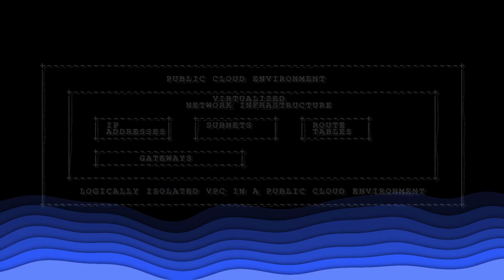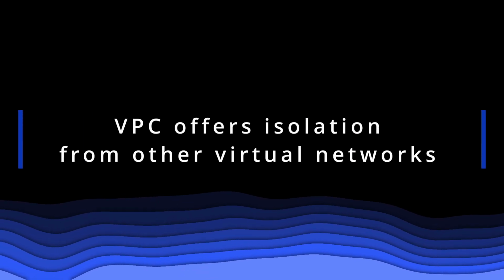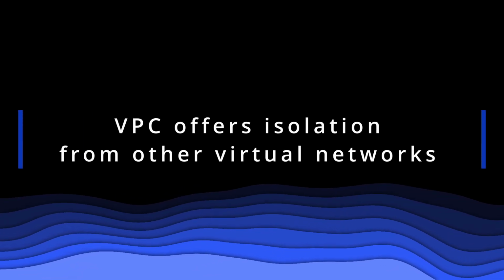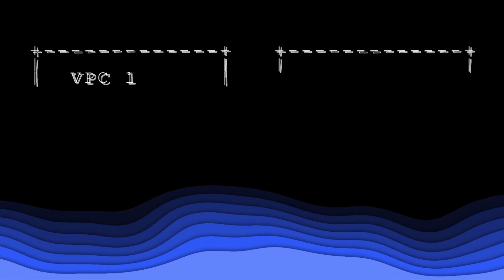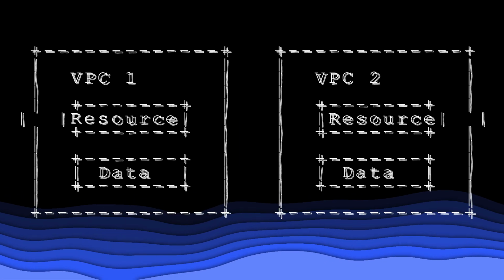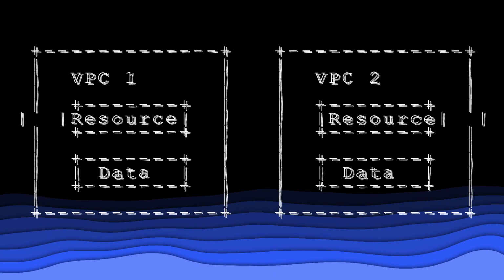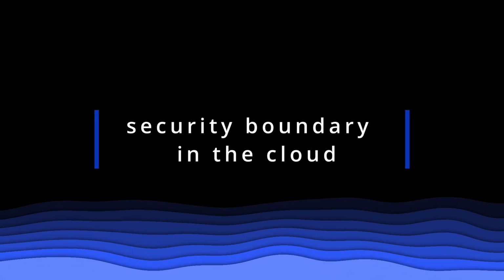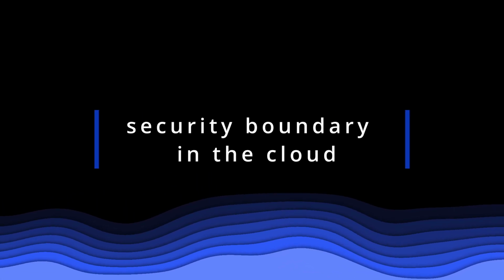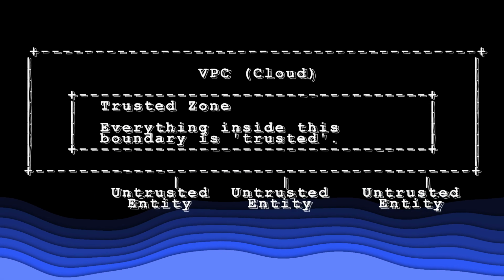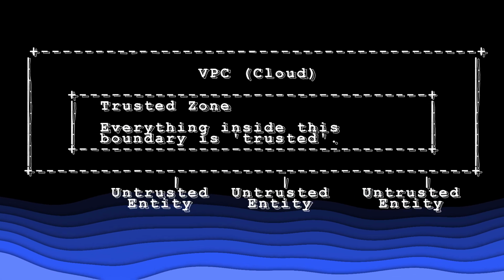At its core, a VPC offers isolation from other virtual networks on the cloud platform. In the context of a VPC, isolation ensures that the resources and data within one VPC remain separate and inaccessible from those in another VPC. A VPC inherently acts as a security boundary in the cloud. Everything inside this boundary is considered trusted, while entities outside this boundary are untrusted unless explicitly permitted.